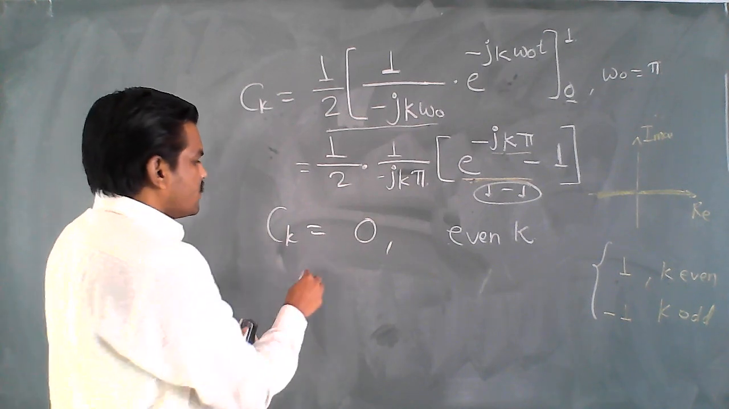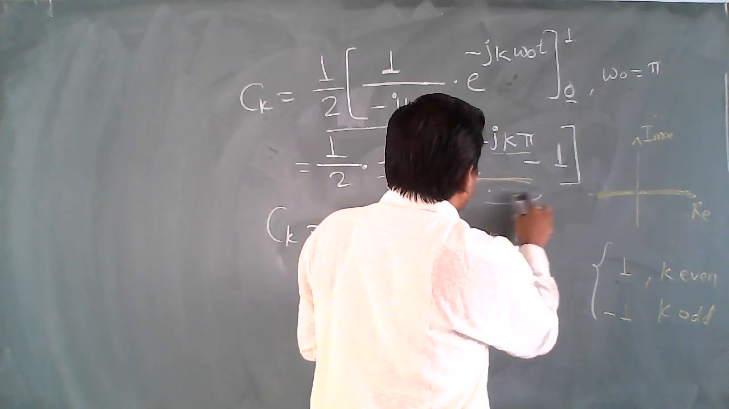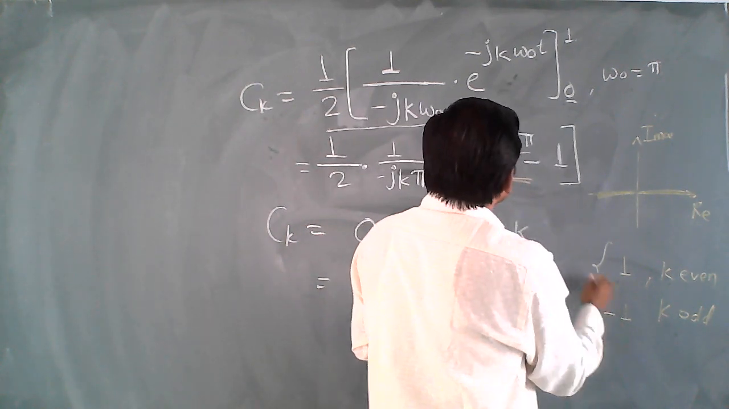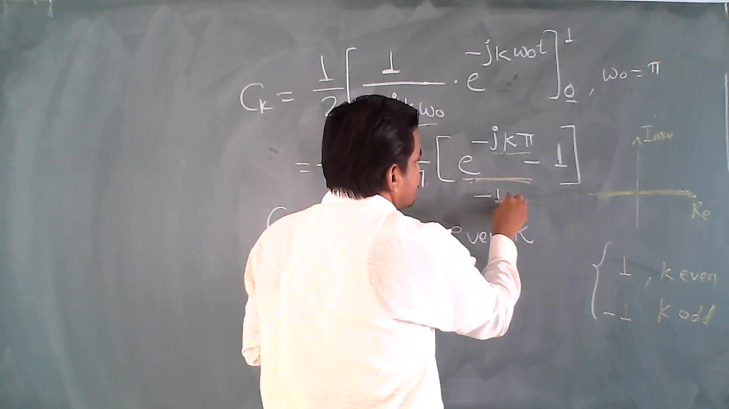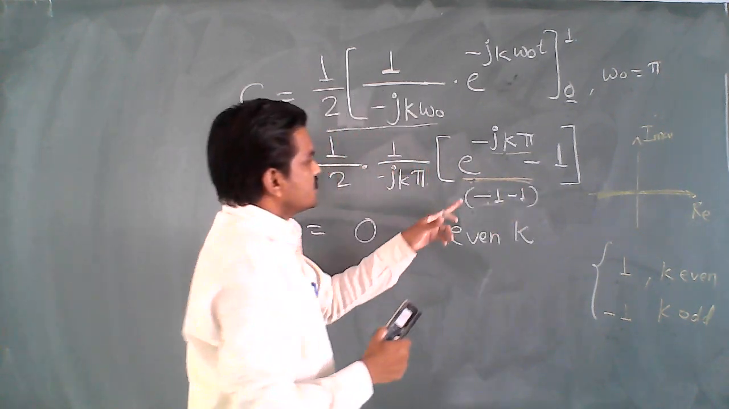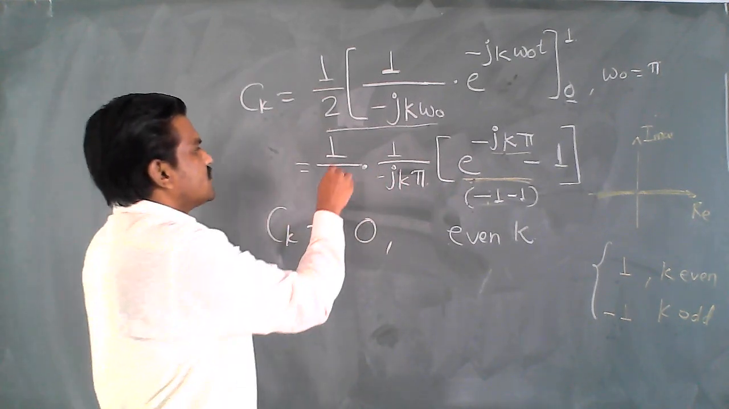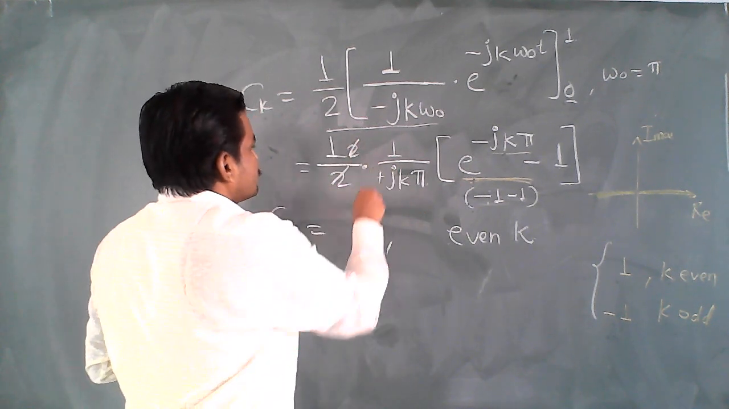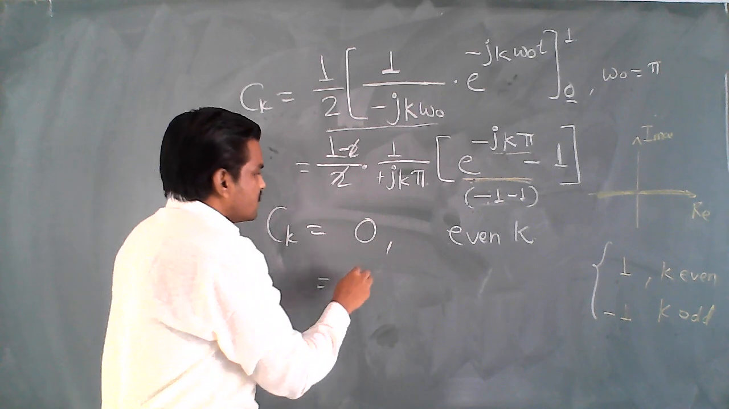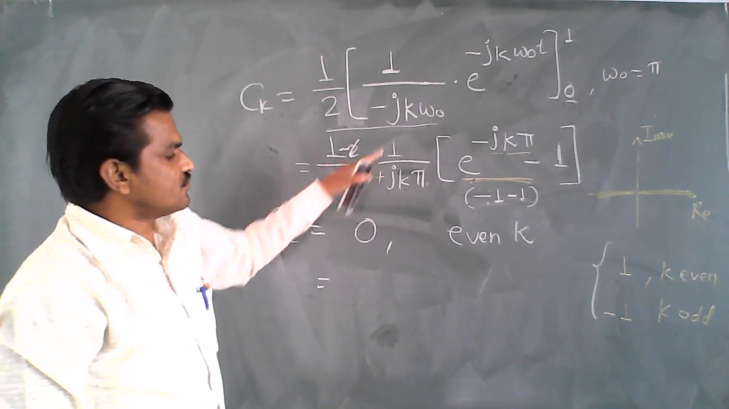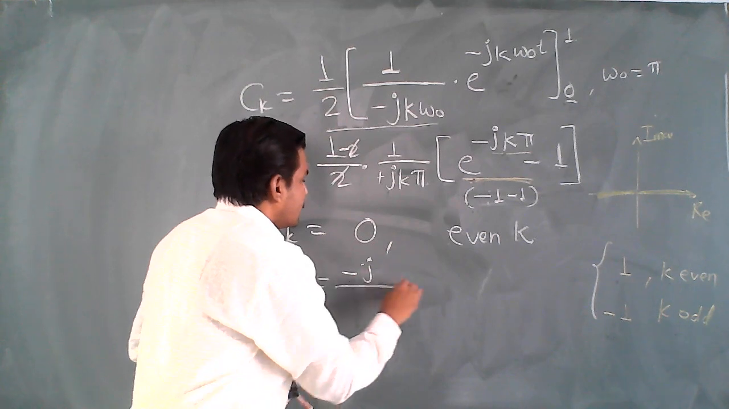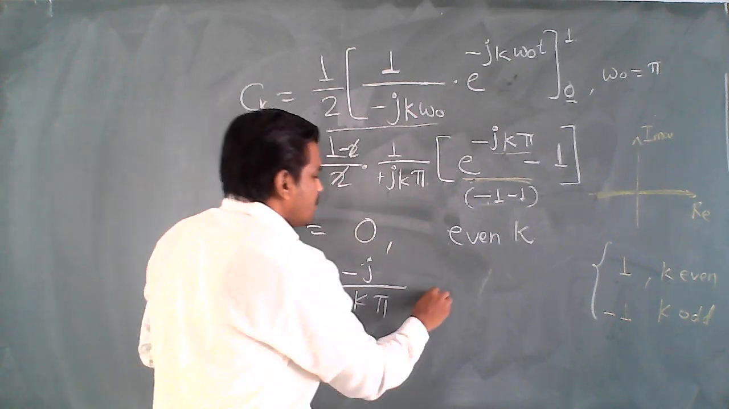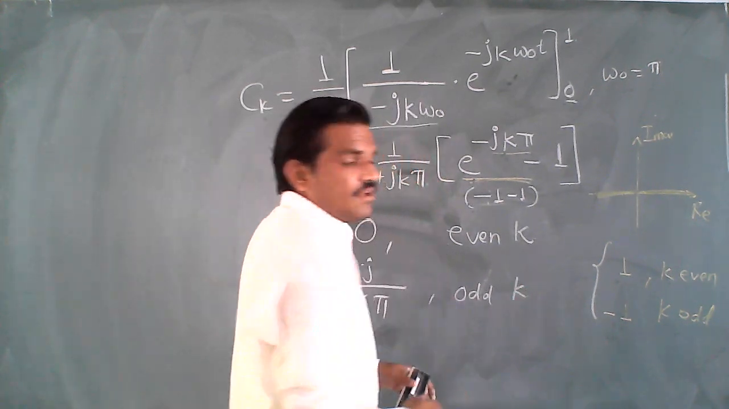Fine. And what about its odd part? When k is odd, its magnitude is minus 1. So minus 1, minus 1 becomes minus 2. So minus 2 multiplied by this, the 2 gets cancelled here, and the minus minus also gets cancelled. So minus 1. What is remaining? With this j going to the upside, it becomes minus j, and then divided by k pi, for odd k.